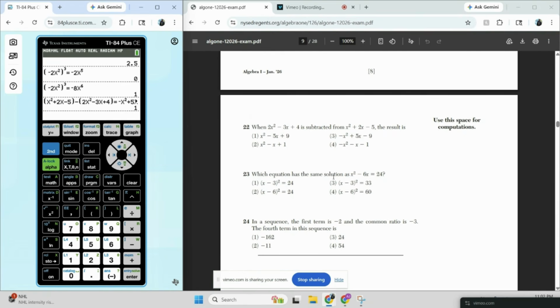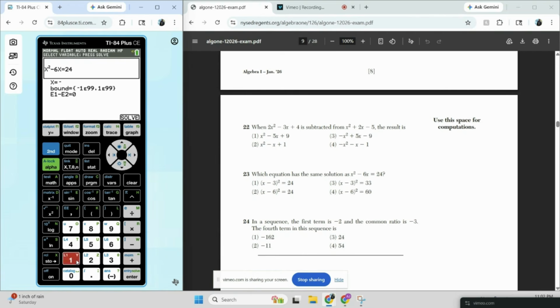Which equation has the same solution? Solution means solve. I'm going to go into math. I'm going to go up to numeric solver. I've got my E1 is x squared minus 6x. I've got my E2 is 24. Remember, I'm going to change this to 10. So I know one of my answers is 8.7. I'm going to change it to negative 10. My other answer is negative 2.7.